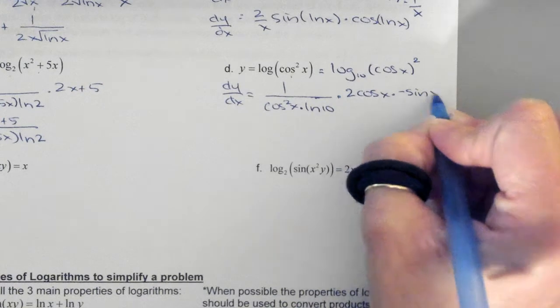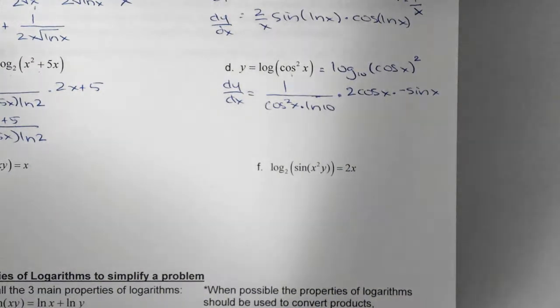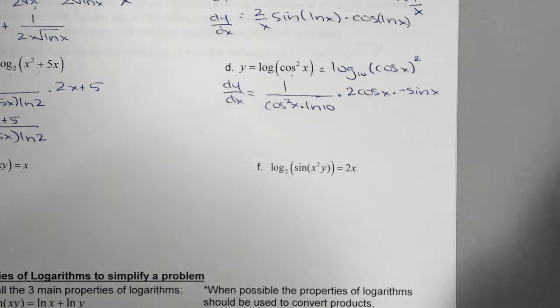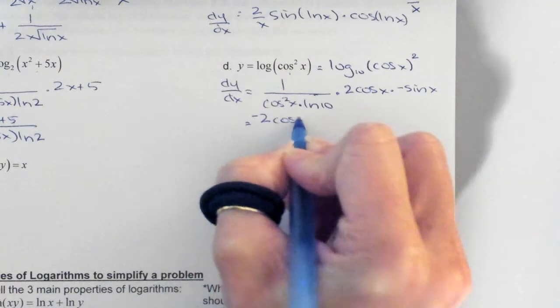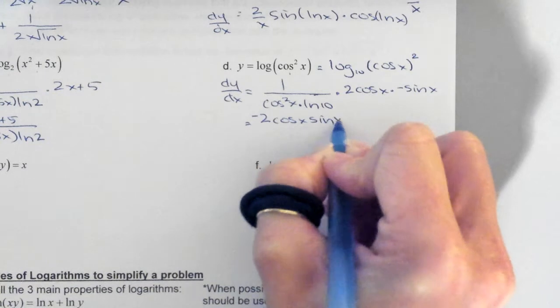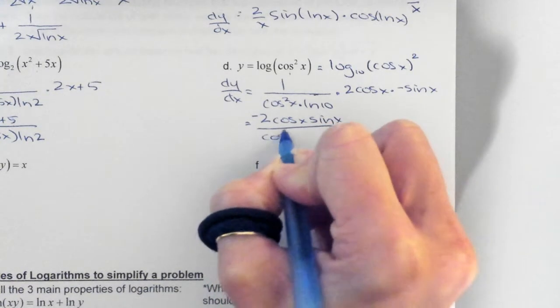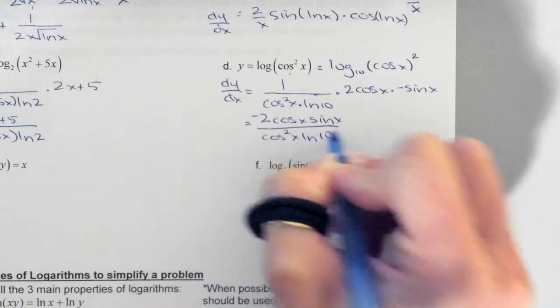Right. I'm just encouraging you to not rush through. Okay? So really what I have is negative 2 cosine x sine x over cosine squared of x natural log of 10. Okay.